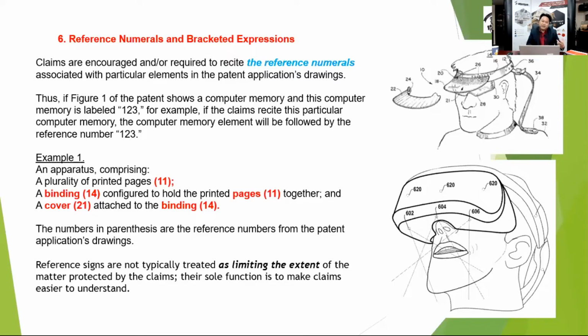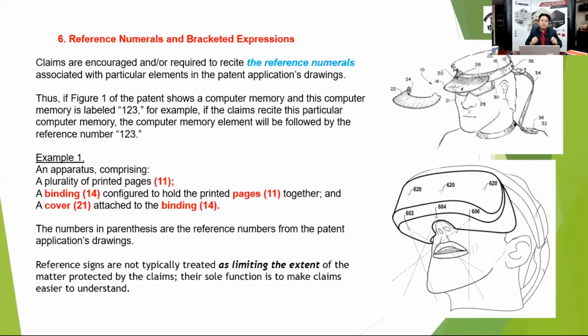It means you have a binding, a binding means something, okay, to hold all these pages together, and a cover attached to the binding. Oh, okay, this is just a very simple example of how we actually use reference numbers for each important element.